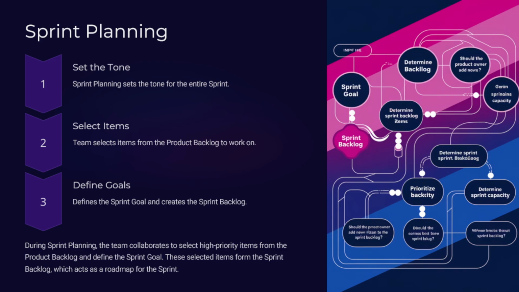So again, sprint planning is made to understand what to achieve and how to achieve it. By understanding the top priority product backlog items and collaborating with the product owner, they set the sprint goal. Then they pick these items for the sprint backlog, which acts as a roadmap for the sprint. To summarize, sprint planning sets the tone for the sprint, where the team selects the items from the product backlog to work on, defines the sprint goal and creates the sprint backlog.